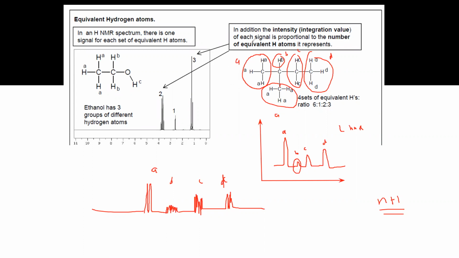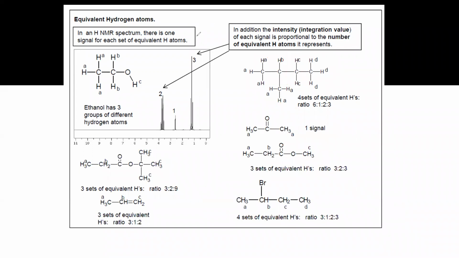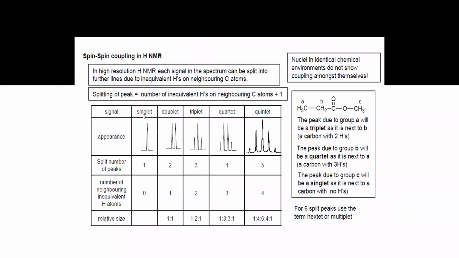How will you identify these peaks? You have to learn the Pascal table for this. Maybe you studied this Pascal table in maths. If there is no neighboring hydrogen, 0, then how many peaks will it split into? The splitting pattern is n plus 1, so 0 plus 1 is 1, and you will have a singlet.